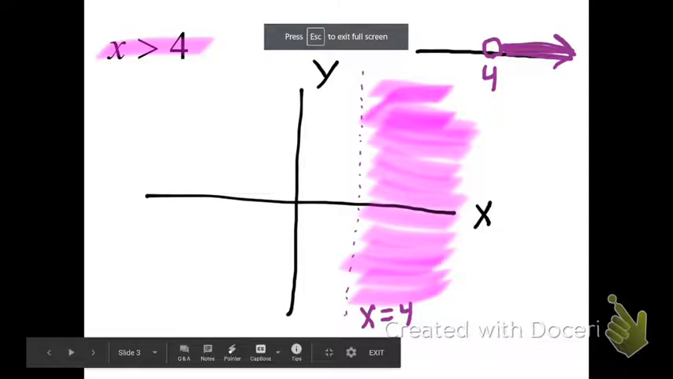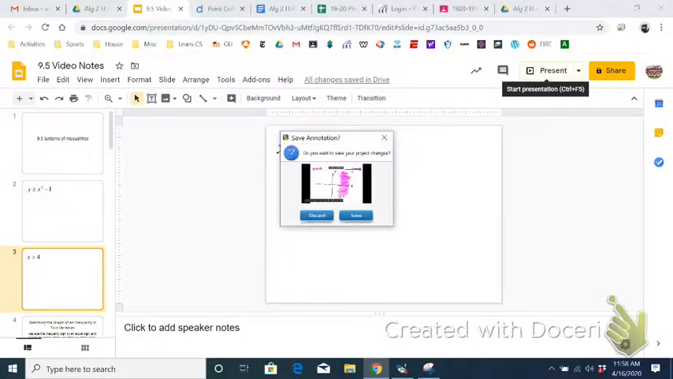All these points here have x coordinates that are greater than 4. It doesn't matter what y is, which is why it's a vertical line and we graph all the way up and down. But that's all you've got to do for a one variable equation, just graph a horizontal or vertical line. And again, a dotted line here because it's a greater than symbol.